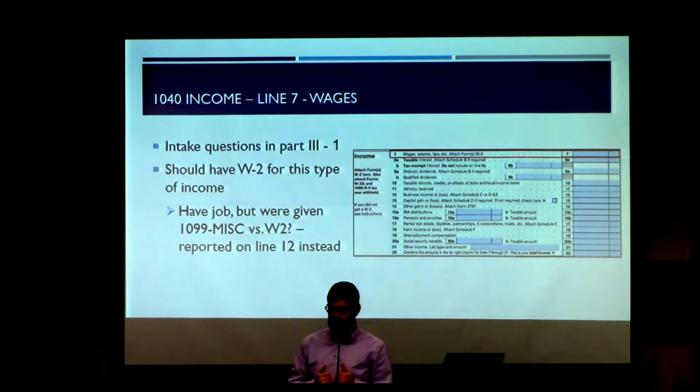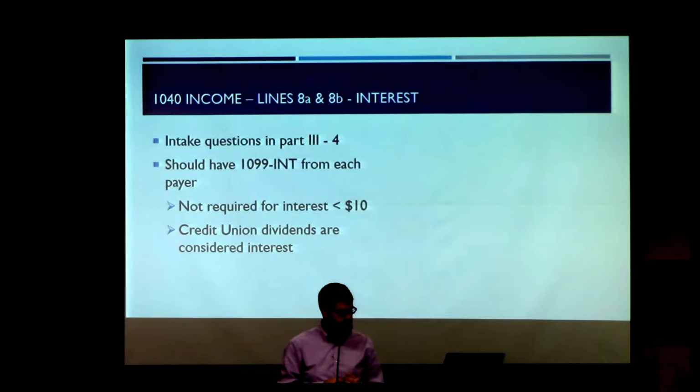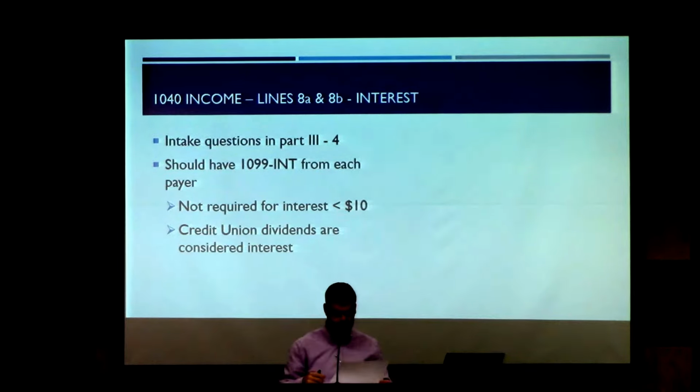One thing to point out here is if people are paid by an employer in the form of a 1099 miscellaneous or have cash income, that does not go on line 7. So line 7 is only folks with W-2s. We'll talk about the miscellaneouses in a moment. So line 7 is pretty straightforward. Moving along, next we have our income. So again, switching back to the intake sheet, I believe question number 4 is asking about interest or dividends.